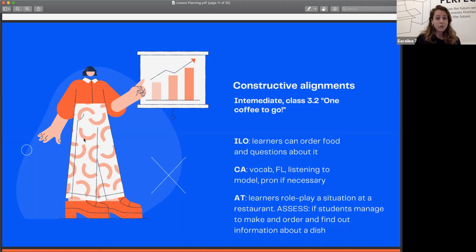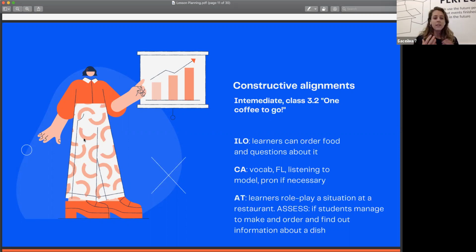Let's start with intended learning outcomes, what I want my students to achieve at the end of the class. Usually, it is the can-do statements that we have for each of the classes. And that is what makes it easier for us as teachers. We can have a look at the can-do statement, and I understand that I want my students to achieve this at the end of the class. In our case, the can-do, learners can order food and ask questions about this food, about dishes that they ordered. So that's what I want my students to achieve.